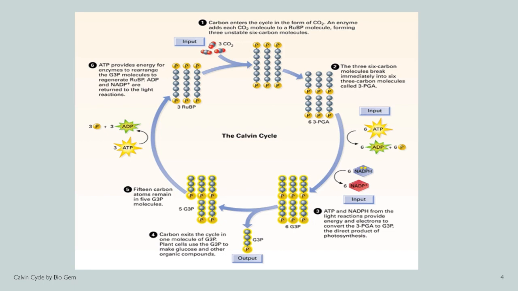Now we have 5 molecules of triose phosphate here. Remember that this is called triose phosphate. So we can say 5 molecules of triose phosphate. Okay. Now 5 molecules of triose phosphate are formed here, and this process is going to be called regeneration of RuBP, right? This process here is called regeneration of RuBP.